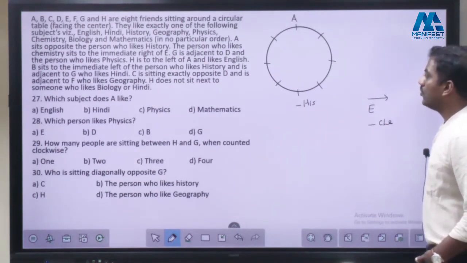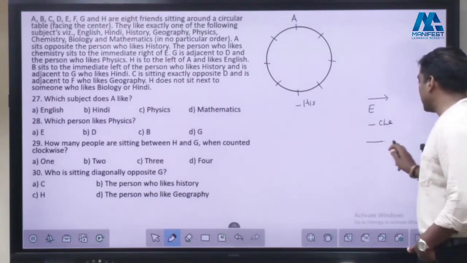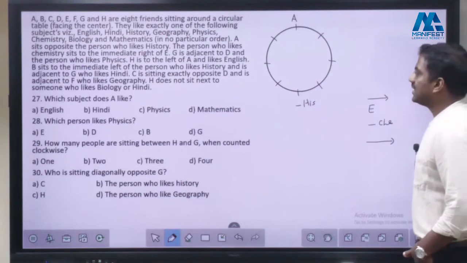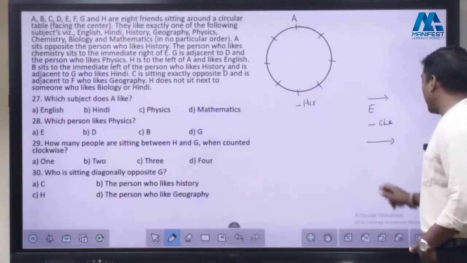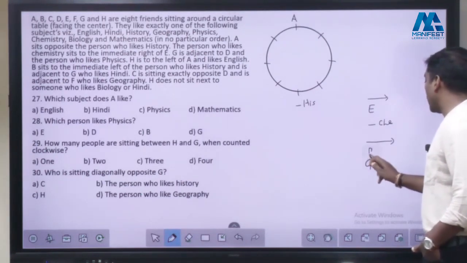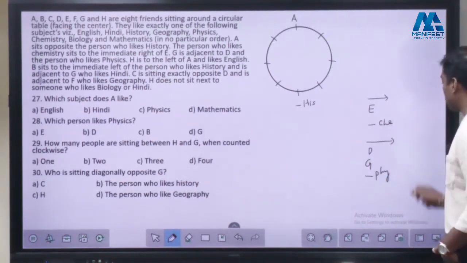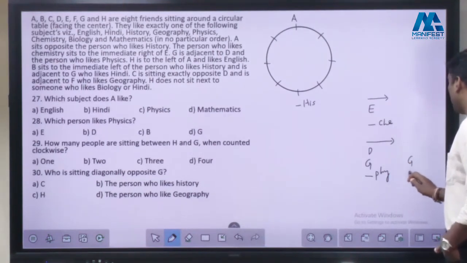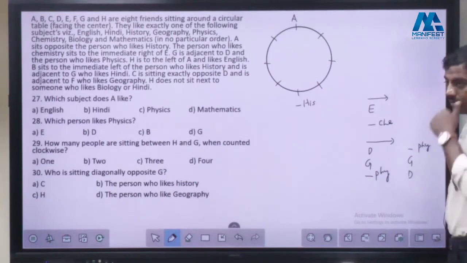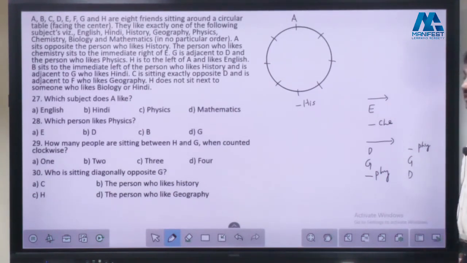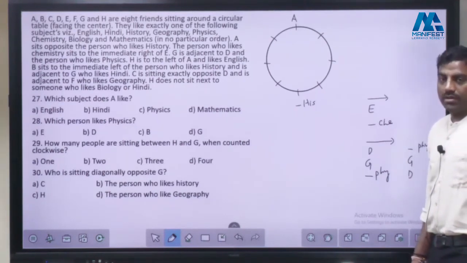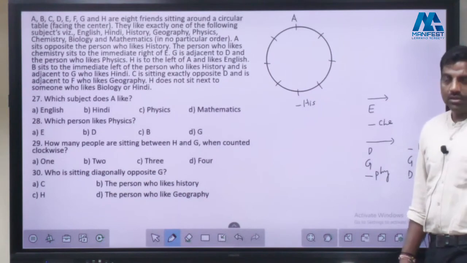G is adjacent to D and the person who likes physics. Again take the same direction. D is adjacent to 2 persons, D and the person who likes physics. This is one possibility. Another possibility: G is between D and the person who likes physics. These are 2 possibilities, yes or no? But do we have a common connect here? Not yet.